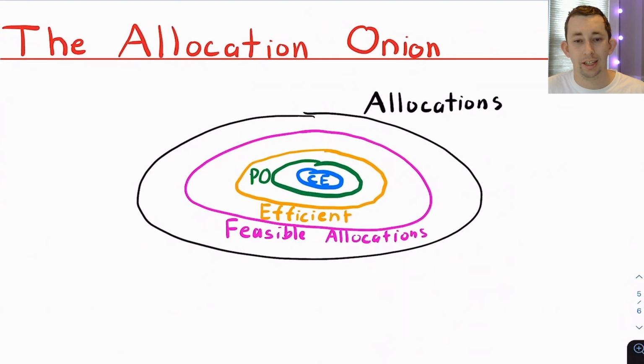Finally, to bring this all together, let's talk about what I call the allocation onion. Some people call it slightly different things, but we're all talking about the same picture. These are all the possible allocations of goods that we can have. We have feasible allocations in pink, right? Some allocations are not feasible, but most are feasible. Then we have efficient, which means that we are allocating all the resources we have to allocate. Then within those efficient allocations are Pareto optimal allocations, and then a subset of Pareto optimal allocations are competitive equilibrium. This is the picture I have in mind when I'm thinking about the different types of outcomes.